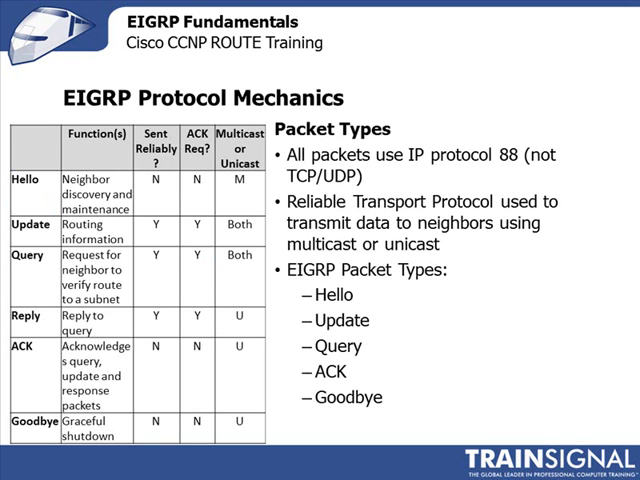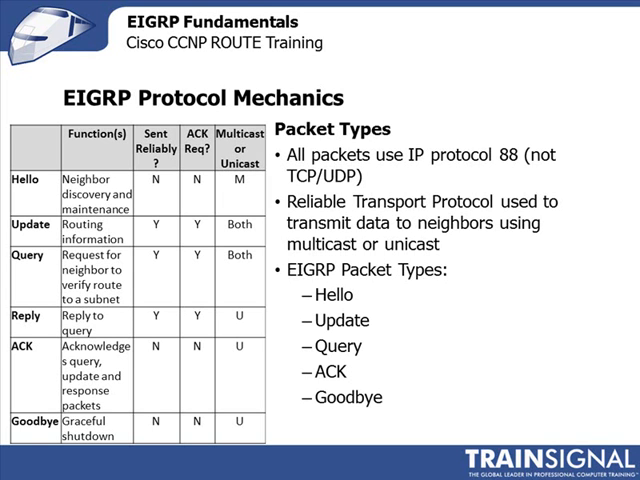We want to now look a little bit at packet types. There are distinctive packet types that are used in all EIGRP operations, and it's interesting to note that these are IP protocol number 88. There is no TCP or UDP used in the operations of EIGRP. It's a distinct protocol type of its own. It uses something called the Reliable Transport Protocol, or RTP, to transmit data to neighbors using multicast in most cases and in some cases unicast. Now, the acronym RTP is also used for Real-Time Transport Protocol, which is used in voice, but they're in no way related other than the fact that they happen to have the same acronym.